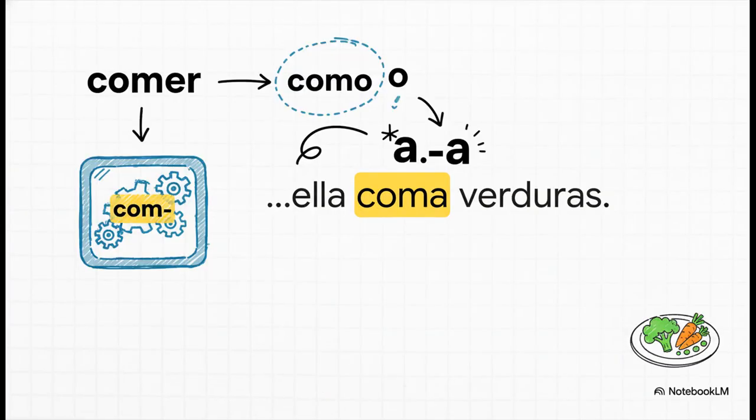The verb was comer, right? So we follow our steps. Yo form is como. Drop the O. It's an ER verb, so we add the opposite A ending, and boom, you get coma. See how the trigger phrase, I'm not sure, forced that change? It's a perfect cause and effect.